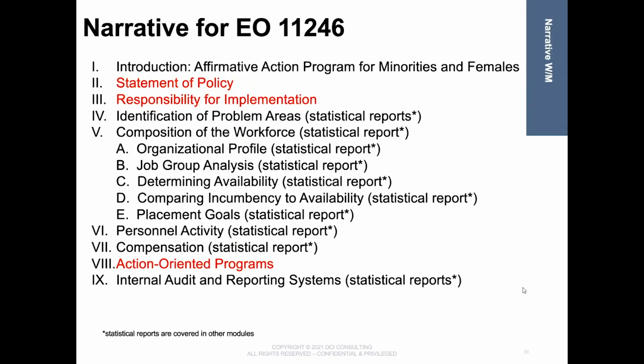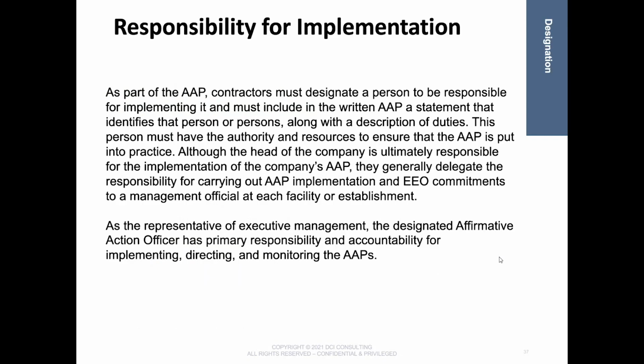So what you see here is a list of everything that should be included in the narratives. Anything that is in red is not a statistical report. So everything else is going to be covered by statistics and some of our other reports that we have. So we're going to focus on a few of the ones that are in red. Specifically, we've talked a little bit about the statement of policy already. We're going to talk about responsibility for implementation and action-oriented programs.